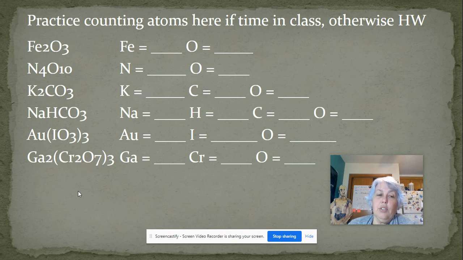So pause me and take as much time as you need to figure out how many of each of these elements there are. So this is gallium. How many are there? There's 2. This is chromium, and there's 2, but don't forget your 3 here outside of the parentheses. So this is another one of those polyatomic ions. So 2 times 3 should be 6 chromium. How many oxygens? 3 times 7 is 21.